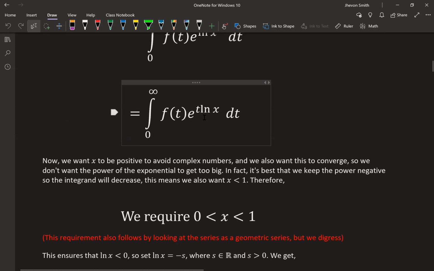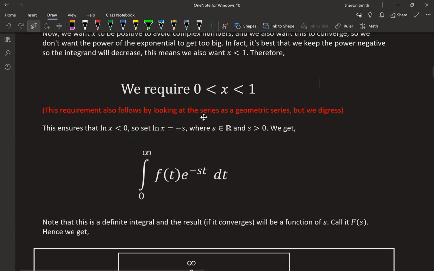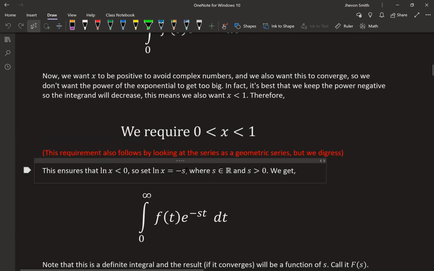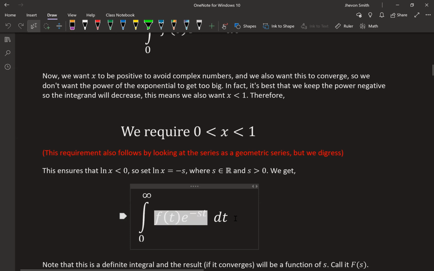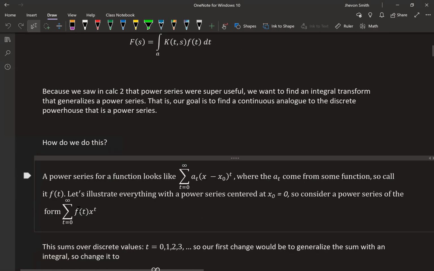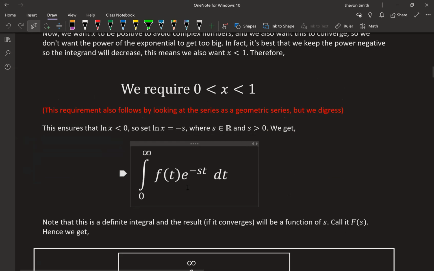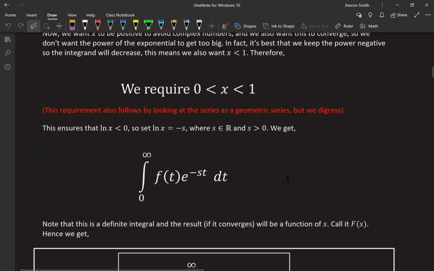We get here eventually. Now, because I want my log to be negative, what we can do is just set ln of x equal to negative s, where s is some positive number, and I get the integral looking like this. And ultimately what we've just done is we've created a very nice integral transform. We are looking at an integral transform of a function f of t that pretty much generalizes a power series. So this is an integral transform that should be analogous to a power series, but it's more powerful than a power series. It's like the power series' final form, right?